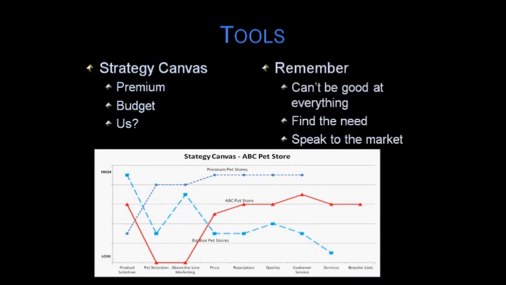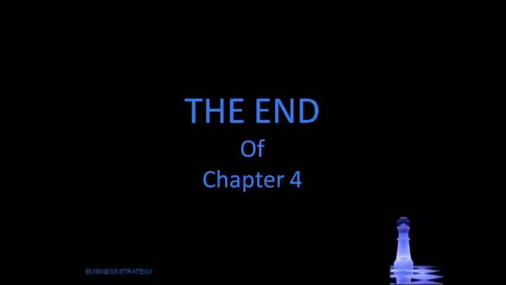One thing you have to remember is you can't be good at everything. Otherwise you're going to be way up here and it's going to cost too much and people aren't going to do it. Find the need. People want more customer service, but they don't want to pay premium prices for it, or they want a decent selection at a moderate price. Look at the hybrid right there. Find the need. Get a tagline that speaks to the market, that convinces the market that this is what you need to do. And that is the end of chapter 4.